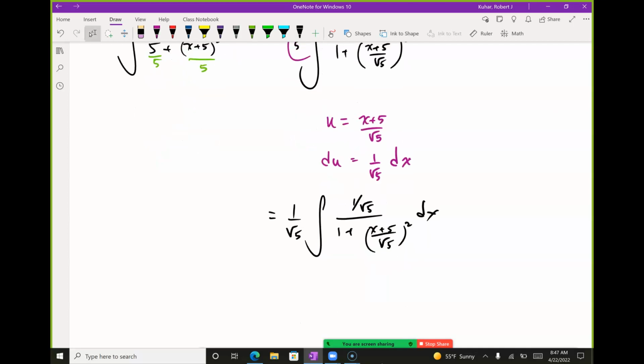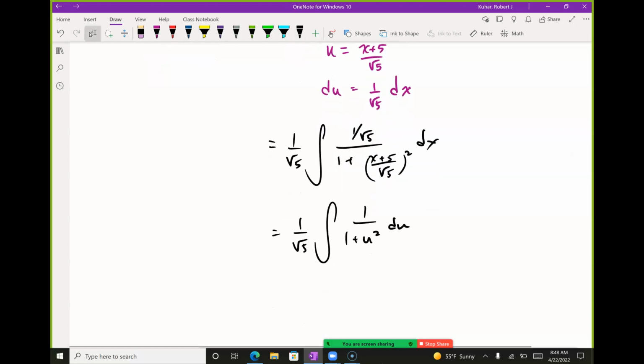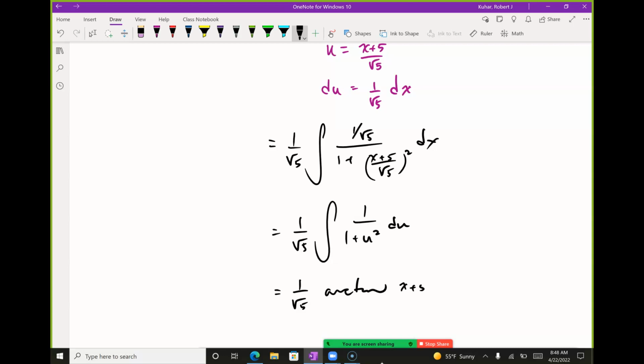And now I can make my u sub. So I have 1 over rad 5 times the integral of 1 over 1 plus u squared du. Beautiful. Well, that's arctan. I got it. Arctan. So I have 1 over rad 5 times the arctan of (x plus 5) over rad 5, all plus c.